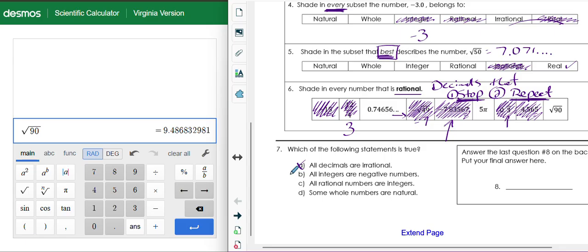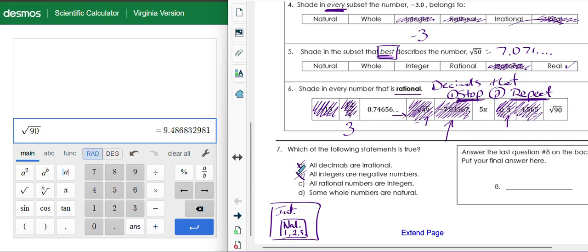All integers are negative numbers. So when we think about the classic integers, those are negatives. But inside of the integers group, we have natural numbers. So the numbers 1, 2, 3, those are integers. So not all integers are negative. Some of them are negative. Some of them are positive. There's no decimals, but they could be positive or negative.